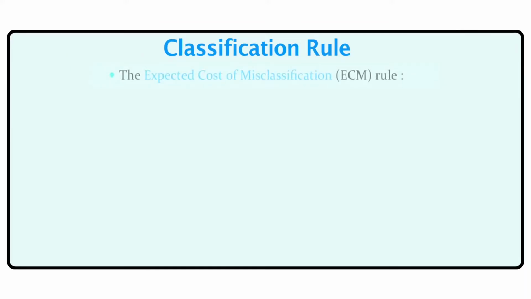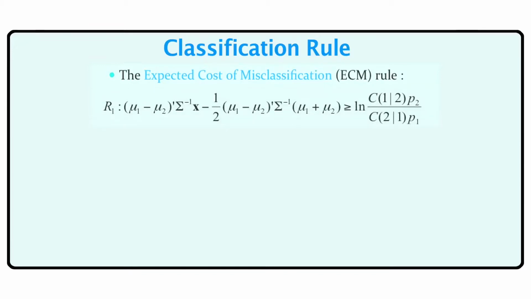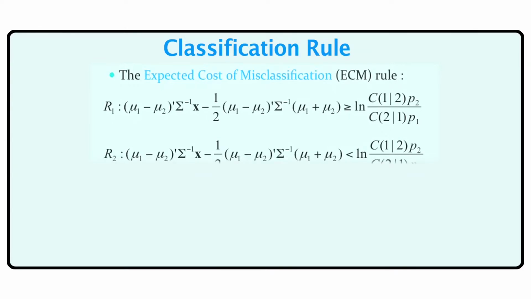So the classification rule based on the expected cost of misclassification is given by R1 if (mu1 minus mu2)' sigma inverse x minus half (mu1 minus mu2)' sigma inverse (mu1 plus mu2) is greater than or equal to log of C(1|2) P2 divided by C(2|1) P1. And of course R2 would be just the complement set in this case.